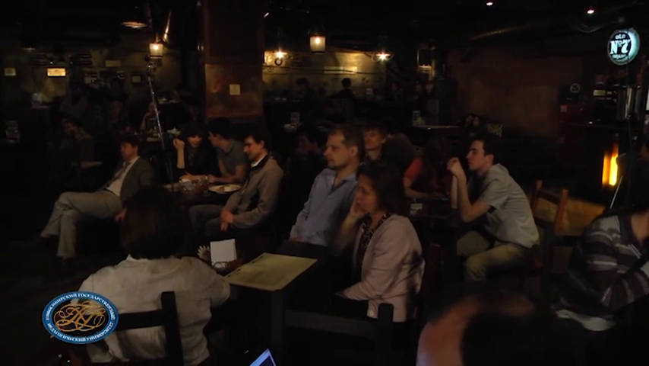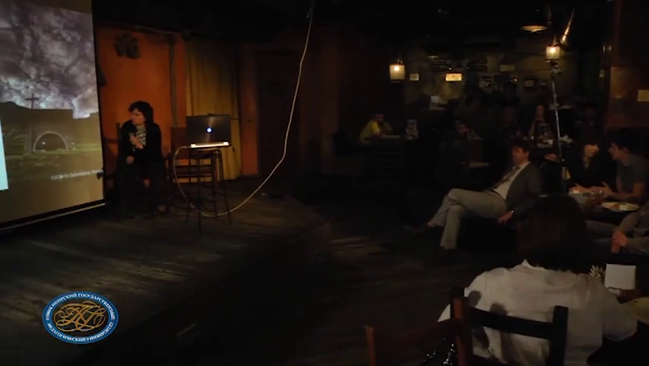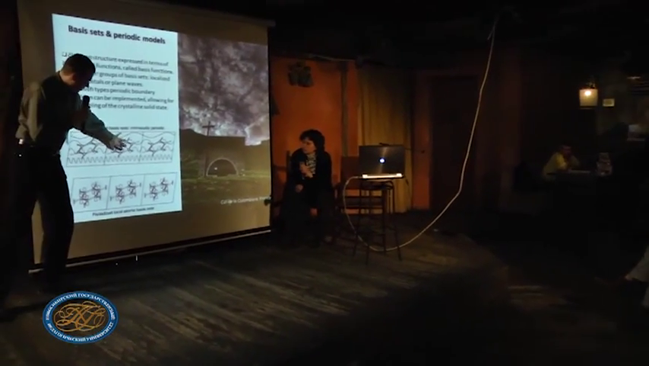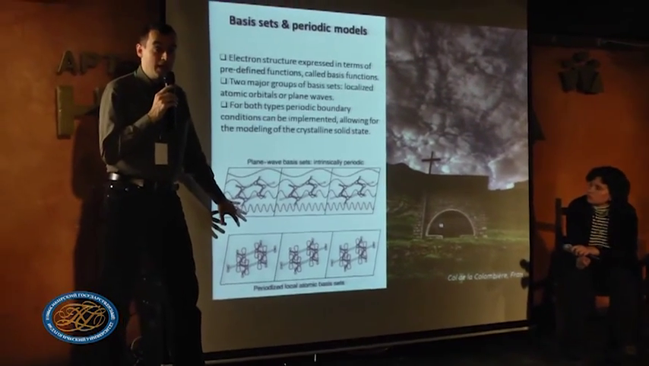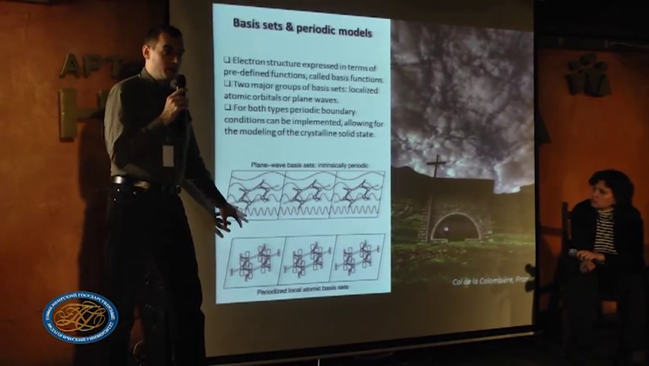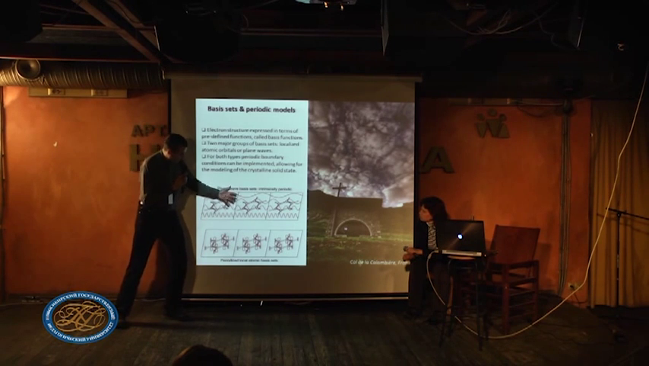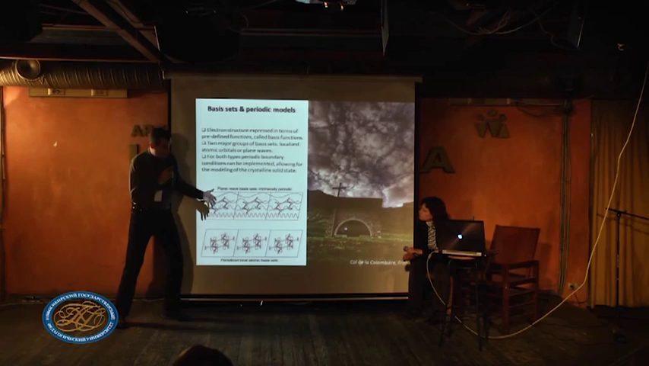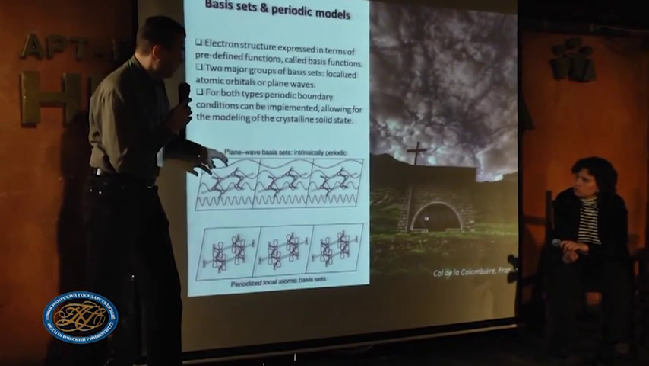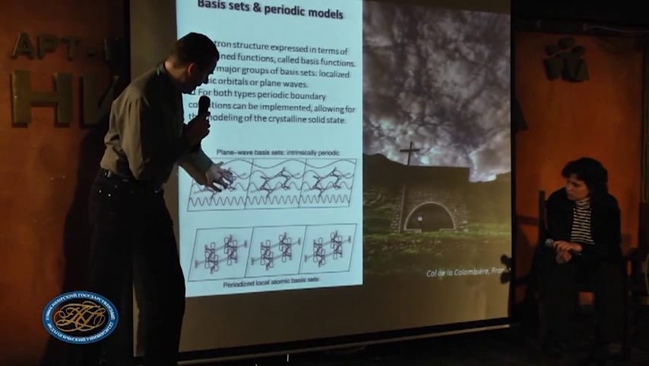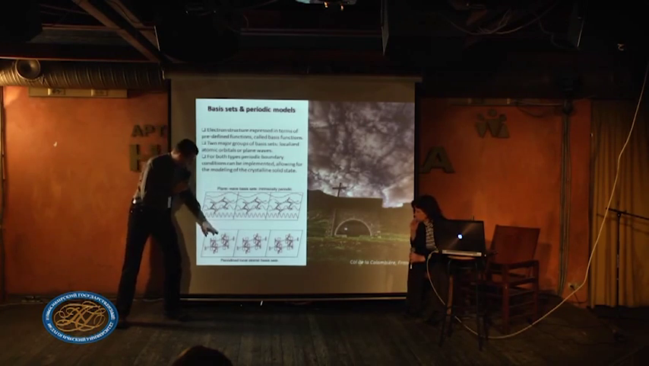And for both models, for both kinds of basis set, you can also apply periodic boundary conditions. This is important if we want to study crystalline ordered structure. So matter exists as crystals, and crystals have unit cells, and which repeat three-dimensionally into the entire space. And it is possible mathematically to apply periodicity on basis sets of both plane wave and local atom type.